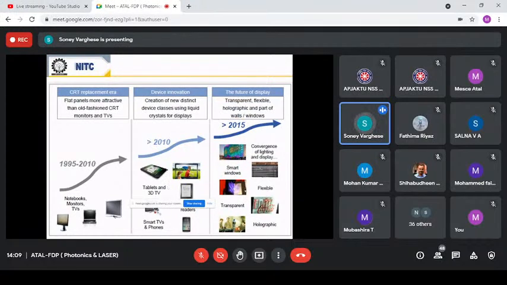And you can see that in 2015 onwards, we can see more smart, flexible devices. Then smart televisions, etc., were introduced during this period. So a lot of improvement, a lot of integration is happening based on these LCD devices, right?